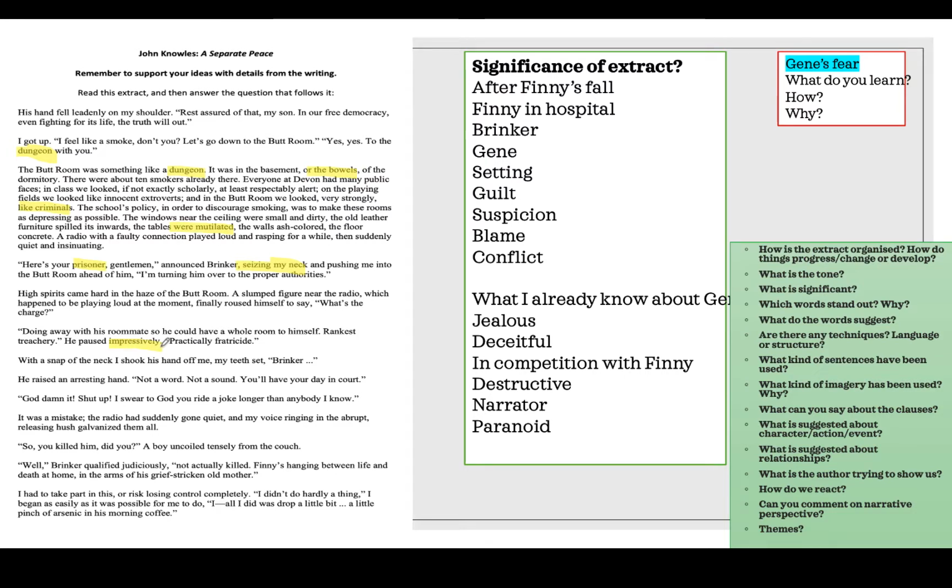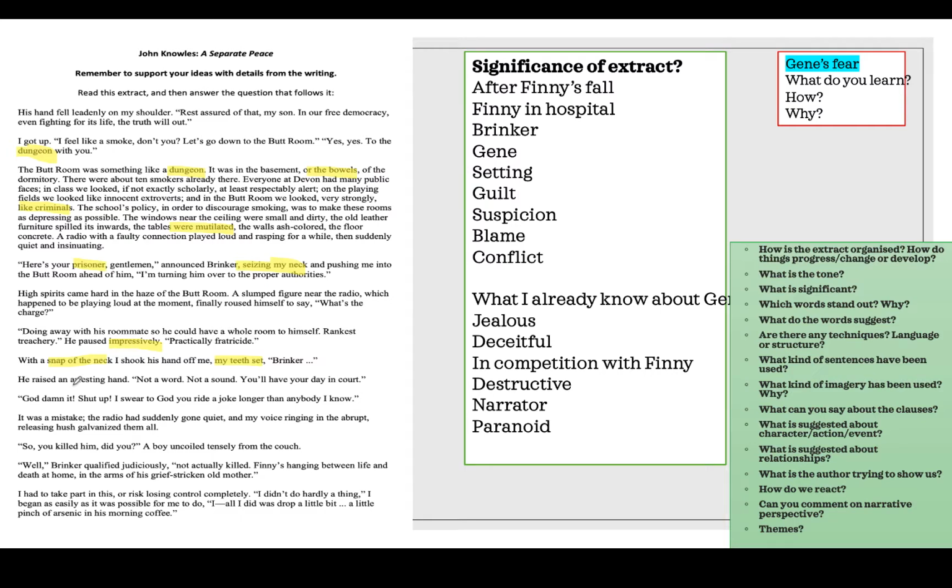I ask myself, why has the word impressively been used? Maybe it's relevant later on. Carrying on with this idea of the violence of the actions, we have snap of the neck, and we also have my teeth set. So this action stands out for me. It's quite animalistic, suggests aggression.